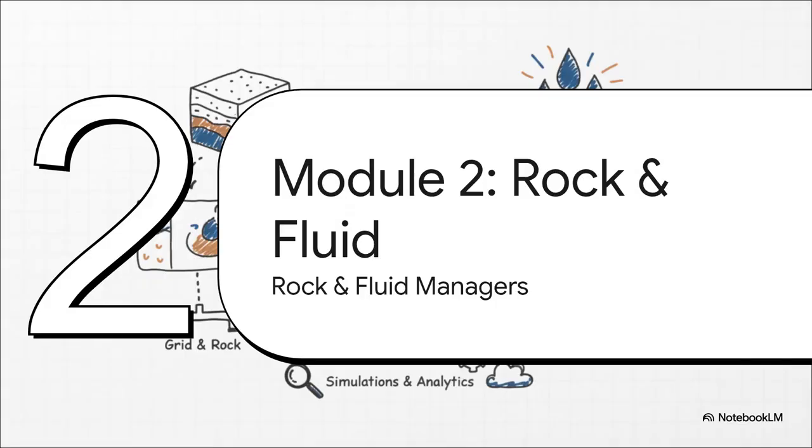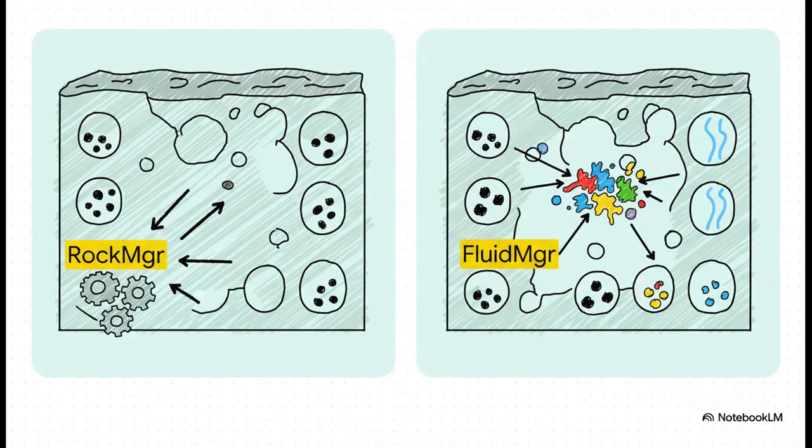Okay, so we've built our container. Now it's time to fill it up. Module 2 is all about defining the stuff that goes inside, the dynamic properties of the rock itself, and, of course, the fluids. And this involves 2 key players, the rock manager and the fluid manager. So the rock manager handles how the rock interacts with fluids, things like relative permeability that control the flow, or compaction that affects your pore volume over time.